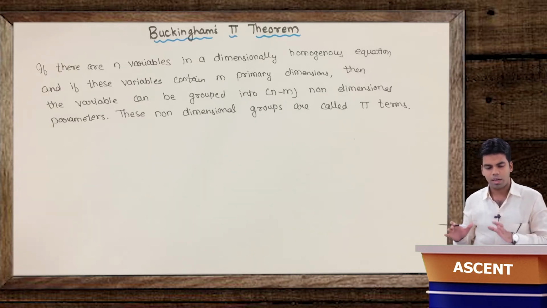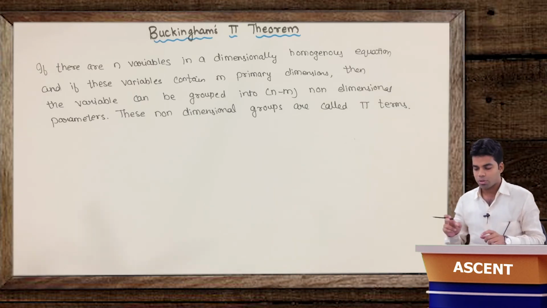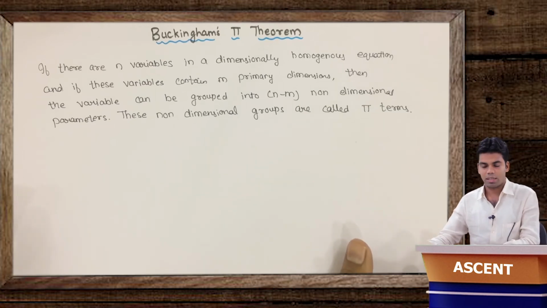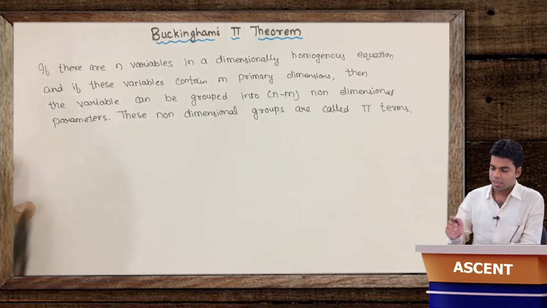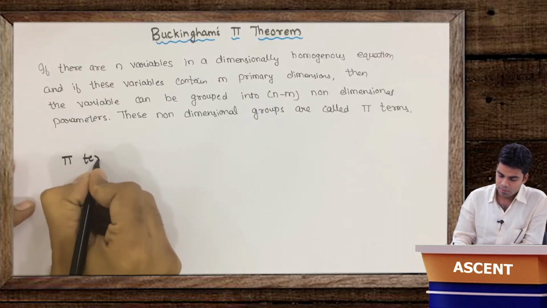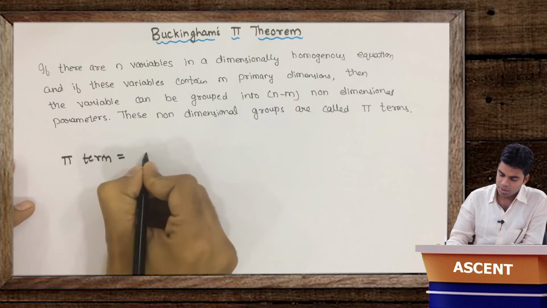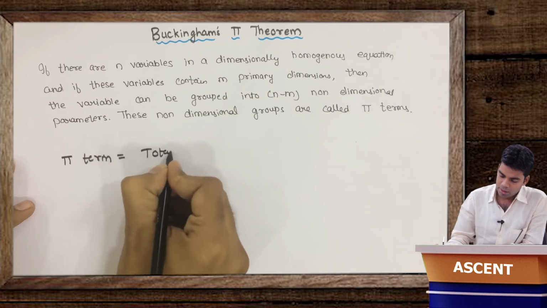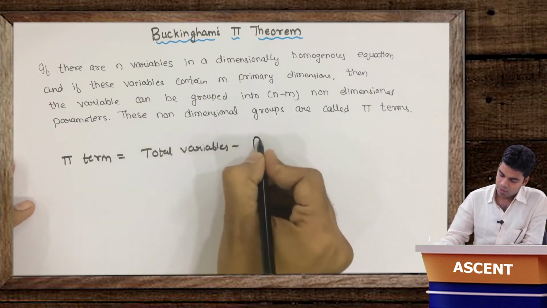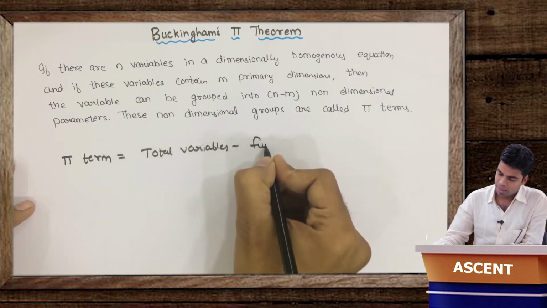Okay, maybe it is still not that clear, but as I explain further and when we solve a question, it will be very clear to you, and then I will come back to the definition and tell you what this definition is saying. Okay, so what Buckingham is saying is that the total number of pi terms, we will start from here. The total number of pi terms is equal to the total number of variables minus the fundamental variables, or you can call them primary variables.